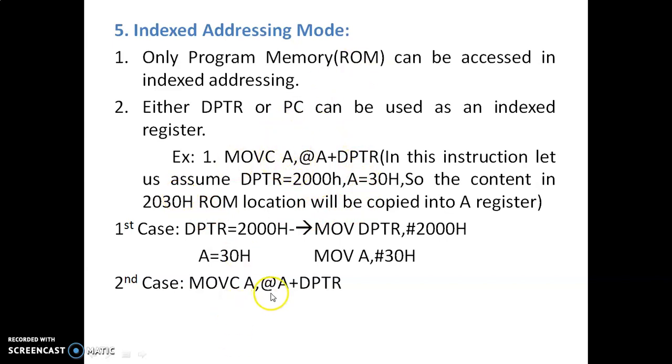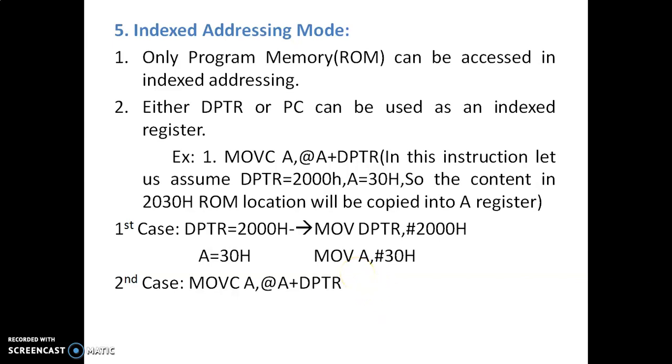Similarly, we have MOVC A, @A+PC also. We have PC also, and that instruction can also be used in the indexed addressing mode. So indexed addressing mode means whenever you want to access the internal ROM or external ROM, it can be done with the help of the mnemonic MOVC, and you have to use instructions like MOVC A, @A+DPTR, and the second instruction is MOVC A, @A+PC, that is, the program counter. Then we can move the data from the internal ROM to A, or from the external ROM to A.